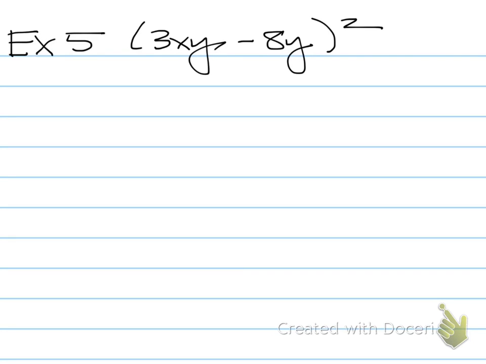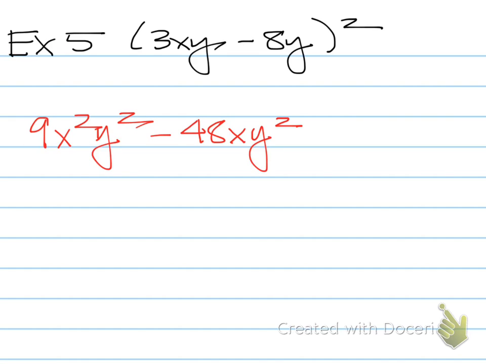And then lastly, we're just going to square a binomial using the shortcut. So once we square the first term, we'll get 9x squared y squared. When we multiply the 2 terms, we get negative 24xy squared. But when we double that, negative 24 doubled is negative 48xy squared. And then square the last term. Negative 8 squared is going to be 64. Y squared is just y squared.